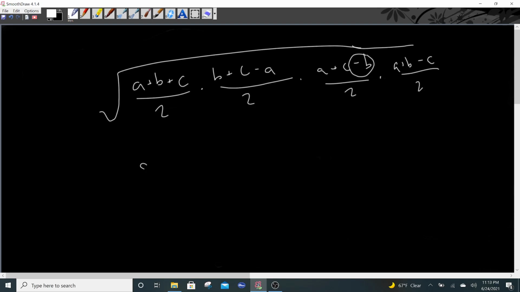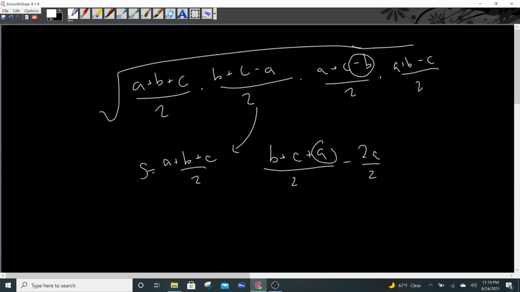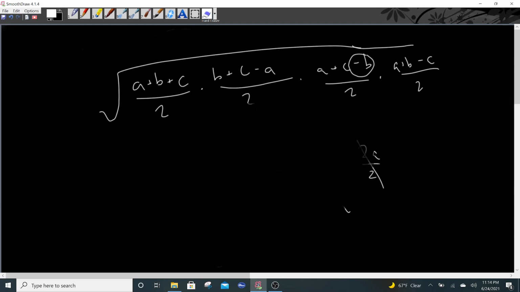And if our semi-perimeter is equal to A plus B plus C over 2, then this would be B plus C plus A over 2 minus 2A over 2, because we're trying to make a minus 2A so that we would have a negative instead of a positive at that point. So if we had B plus C plus A minus 2A, then that would be S minus A if we canceled out our 2's. And that could be reapplied to our other terms right there.